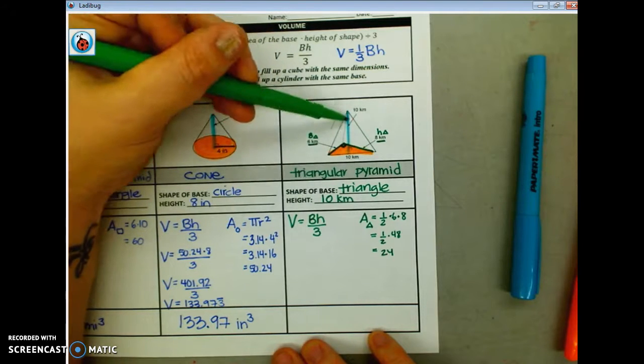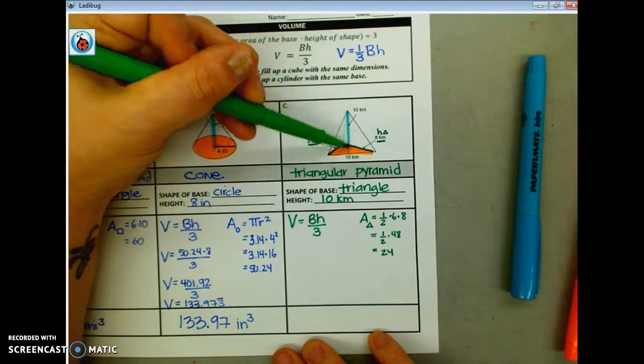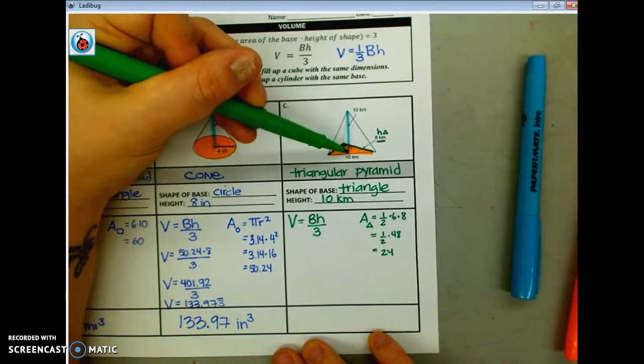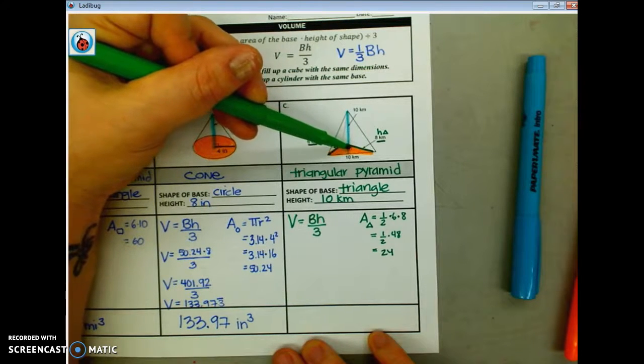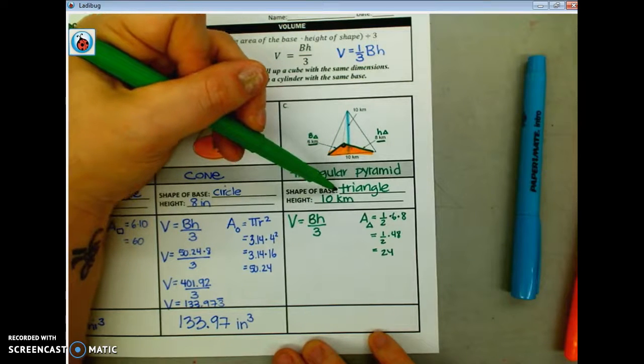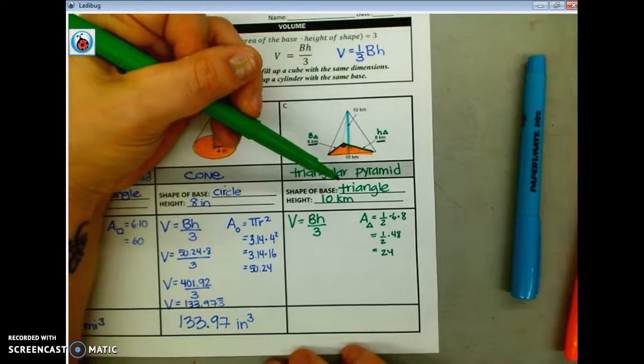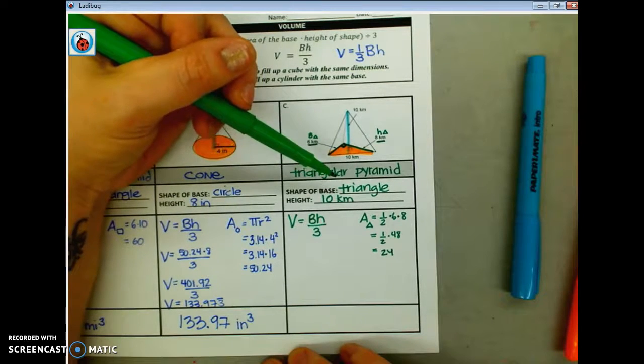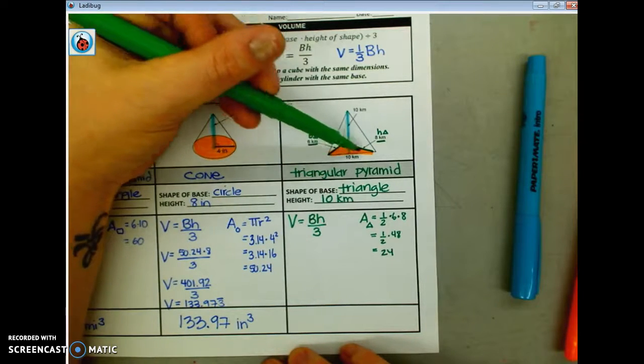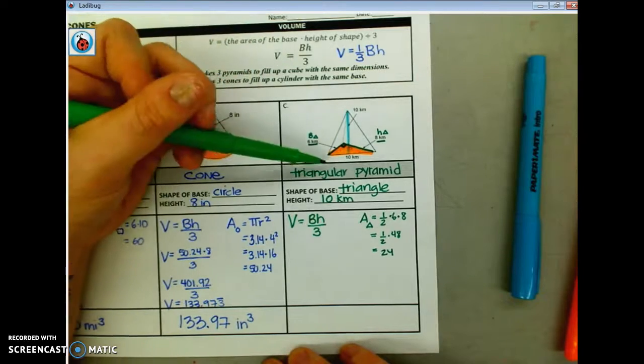The height of the pyramid is 10. Remember, going straight up and down from the topmost point to the base, looking for that 90-degree angle. Now, because the shape of the base is a triangle, you have another base and height that you have to look for. So it's the base and height of the base. And that can sound a little bit confusing.